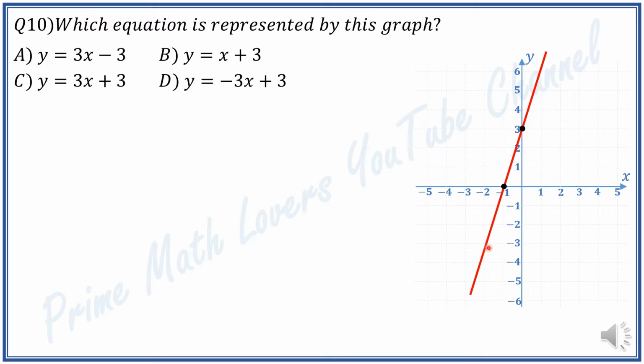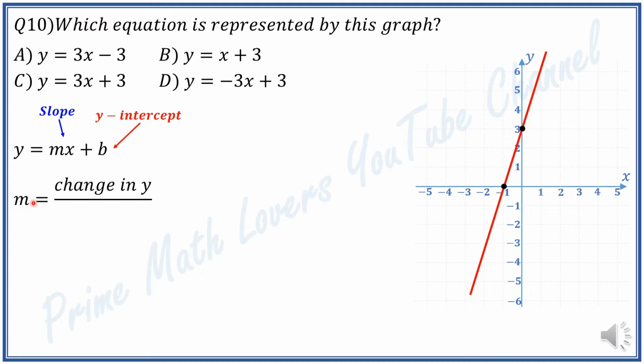Because the graph is a straight line, the equation corresponding to it will be of the form y is equal to mx plus b, where m is the slope of the line and b is the y-intercept, the point where the line intersects the y-axis.